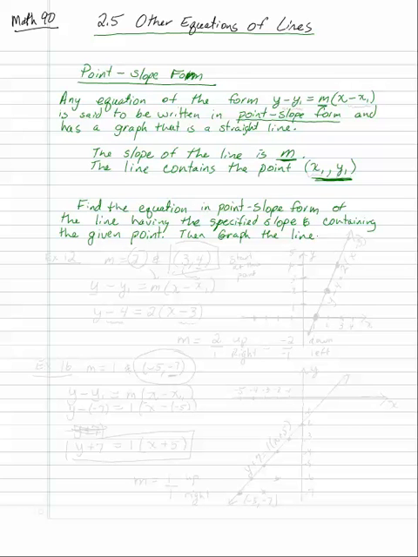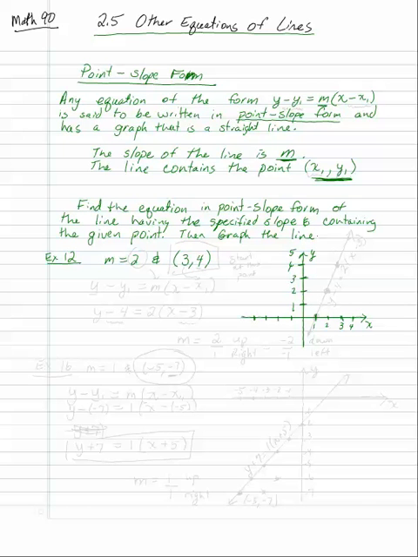Okay, so let's try some exercises. Find the equation in point-slope form of the line having specified slope and containing the given point, then graph the line. So this is exercise 12 from the book. m equals 2 and our point is (3, 4).